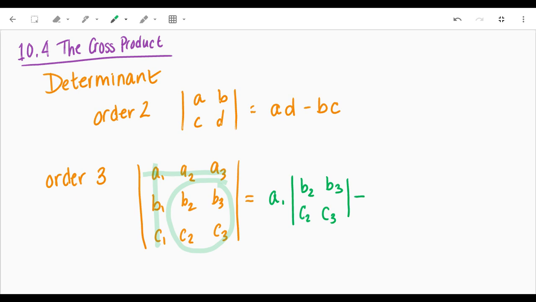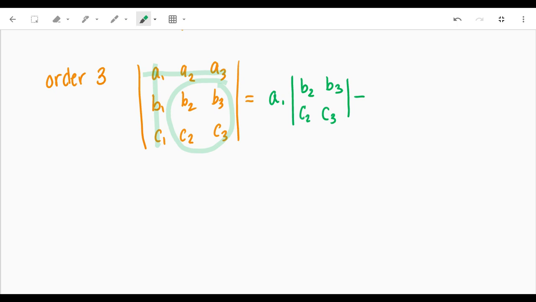Then we subtract. Now I'm going to grab a different color here. We go to our next column, and you always take out that top row. And now you can see what's left is these guys. So we would do A2 times the determinant of B1, B3, C1, C3. And then this is where it gets a little tricky. We do plus. So you have to remember that the first one is a subtraction, the second one is addition.